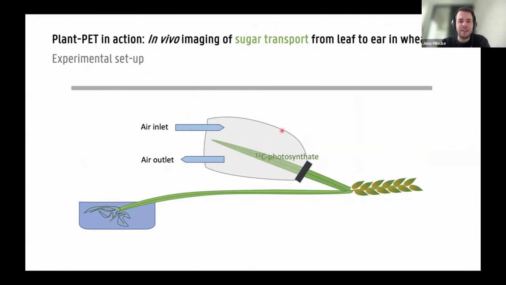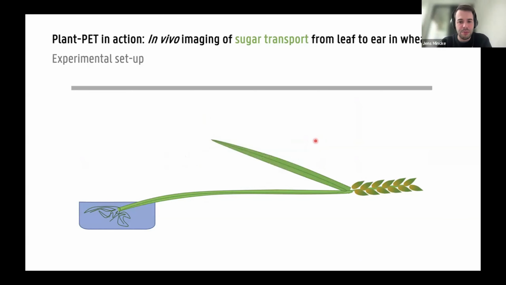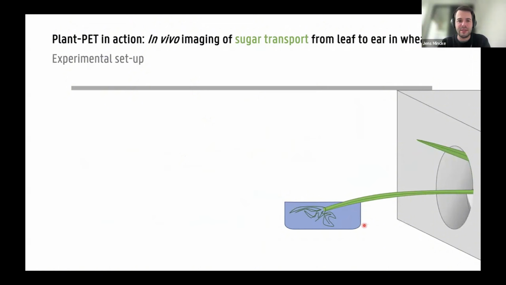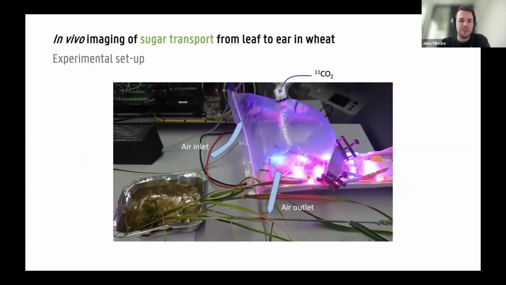Normally, I label the plant for 7 minutes, which allows a tracer uptake of 80% or so. Then it's safe to remove the bag and put the plant in the PET scanner, of course with some lights in it so that it can maintain normal functioning, and start the PET scan. This is what the experimental setup looked like. We have an air inflow and outflow, so it's a semi-closed system. And this was the inlet of the carbon dioxide, with the plant and the leaf here.